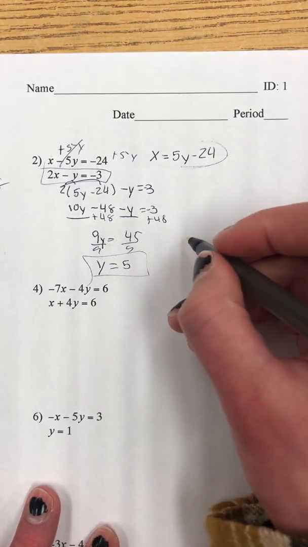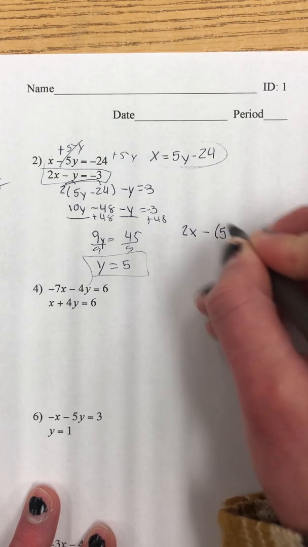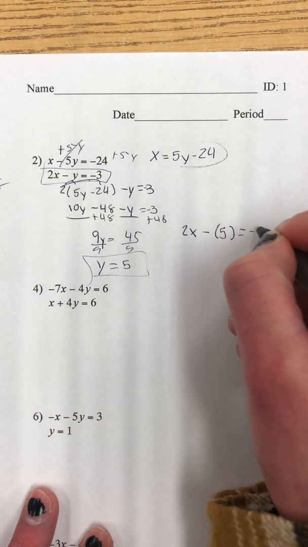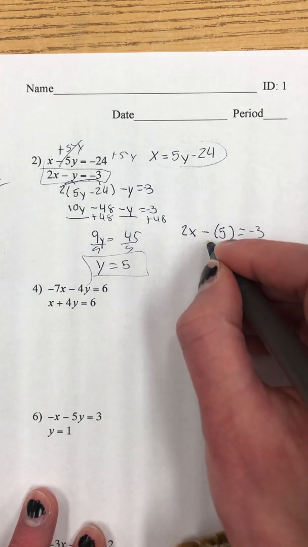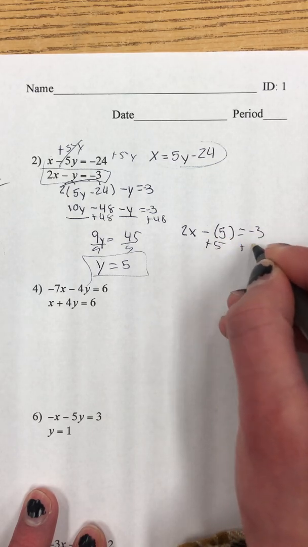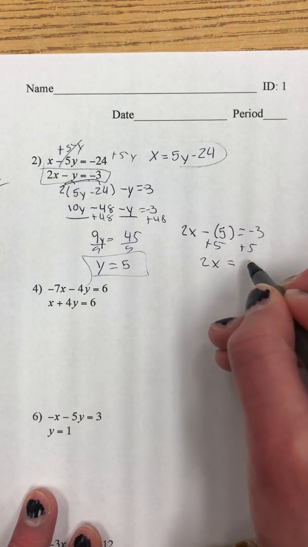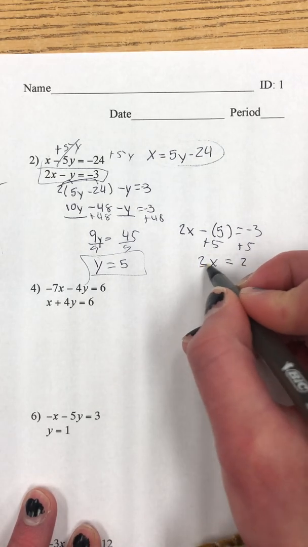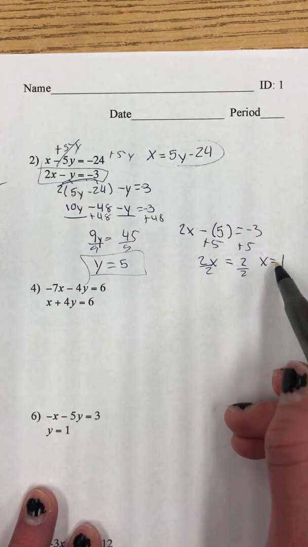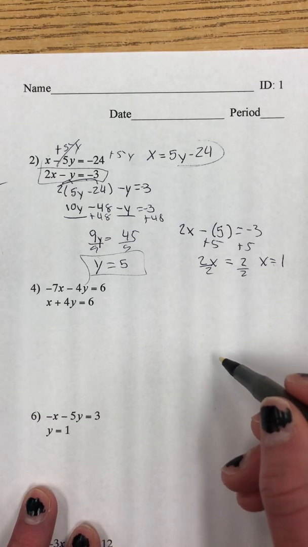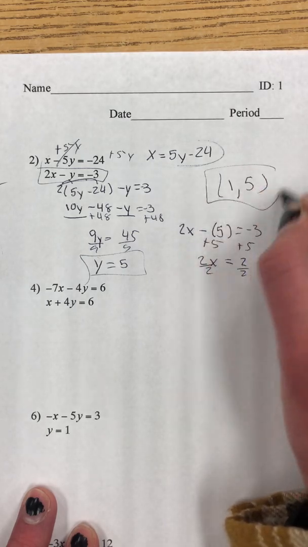So that is our y value. We still need to find our x value. So if I do 2x minus 5, I'm plugging it into this one, equals negative 3. Well, we have negative 5, so we're going to add 5 to both sides. That gives me 2x is equal to 2. We're going to divide by 2. X has to equal 1. So we have our x value and our y value. We are going to write it as a point. You always start with your x value, and then you finish with your y. And that is going to be your answer.